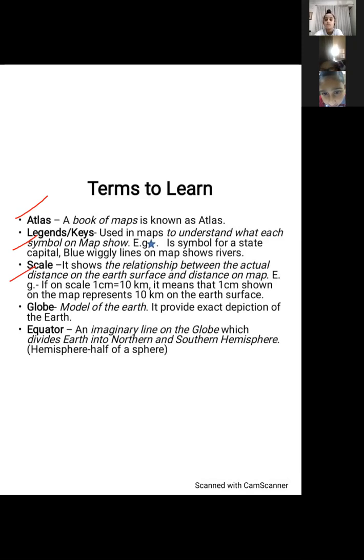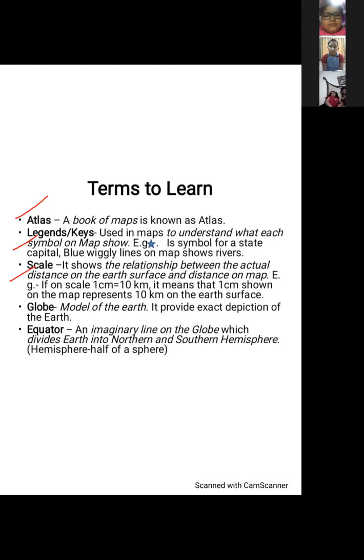Because map makers cannot show the actual distance on the ground on the map, they have to tell the map user how they are making the map. So they have to tell us the scale of the map. A map maker will tell us how much distance is being covered by the distance shown on the map.